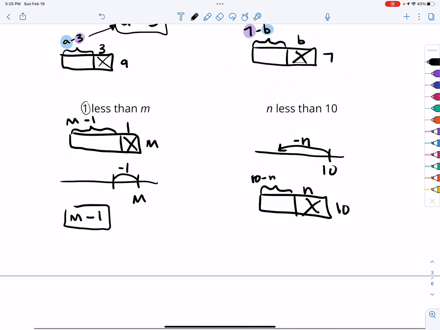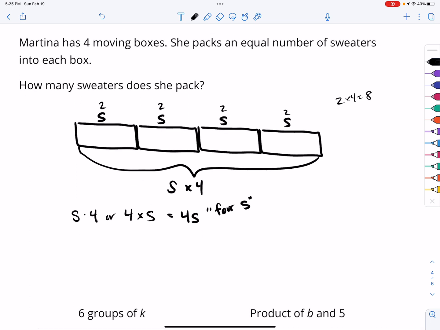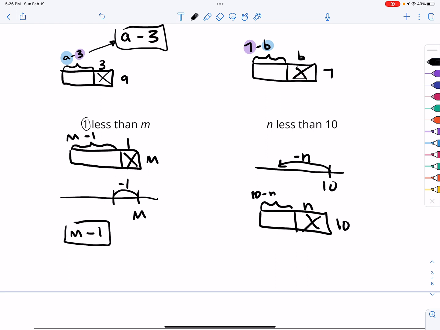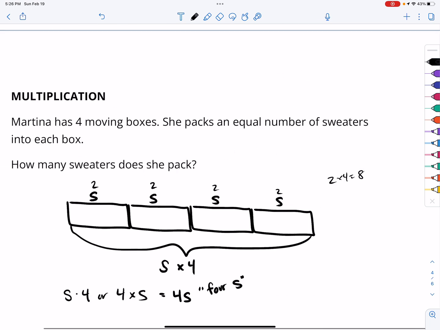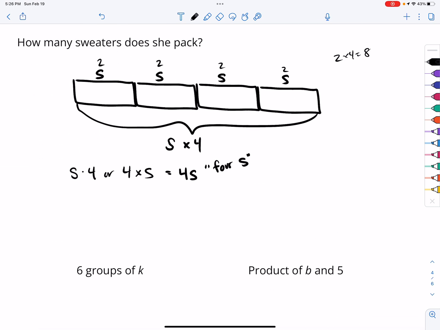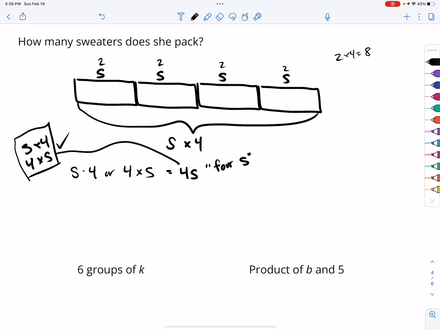So in this problem here with the sweaters, we have 4s as our expression, and that just means that we would have to do s times 4. So notice, subtraction, we could not flip-flop the order. m minus 1 and 1 minus m are very different. Addition we could, and here we are again with multiplication, where s times 4 is the same as 4 times s, and that is a-okay. But regardless of how you write this, it's going to be the same as 4s.